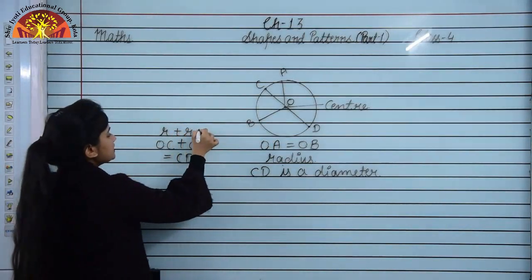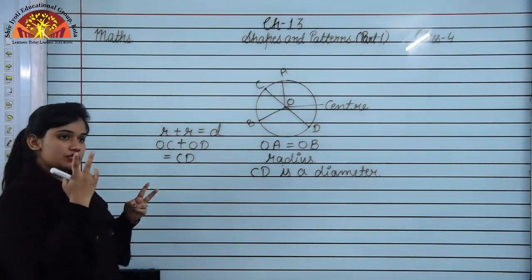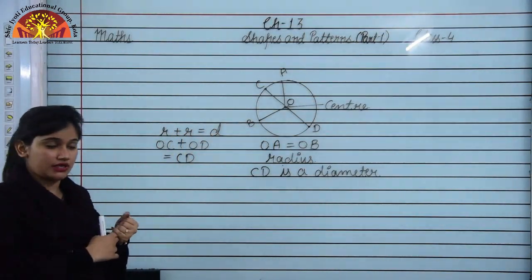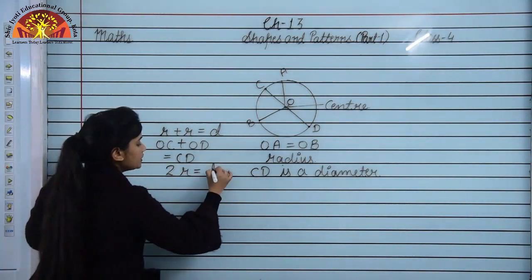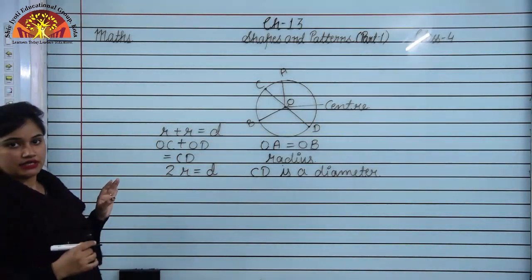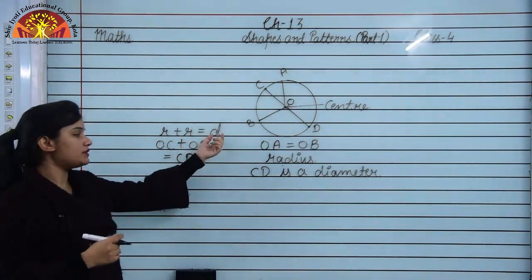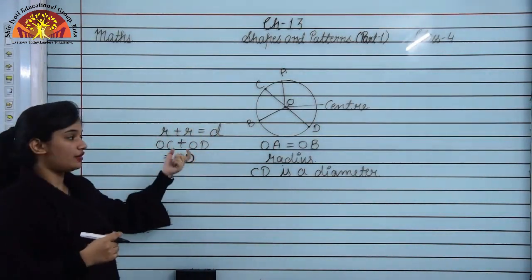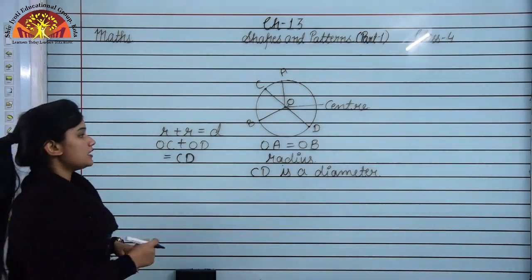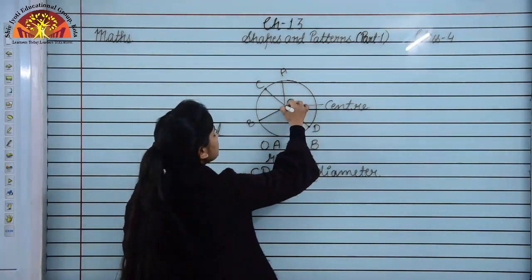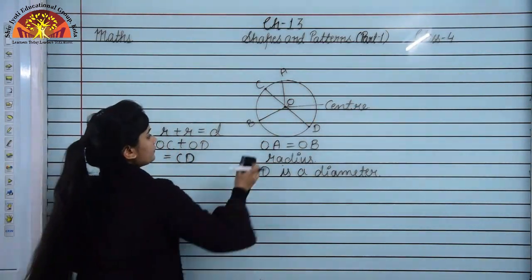So what can I observe here? Radius plus radius is equal to diameter. By joining 2 radius, what will I get? Diameter. It means twice the radius is equal to diameter. Is it clear? Yes, we can say the diameter is twice the radius and the radius is half of the diameter. Okay students? Now we will see what is a chord of a circle.